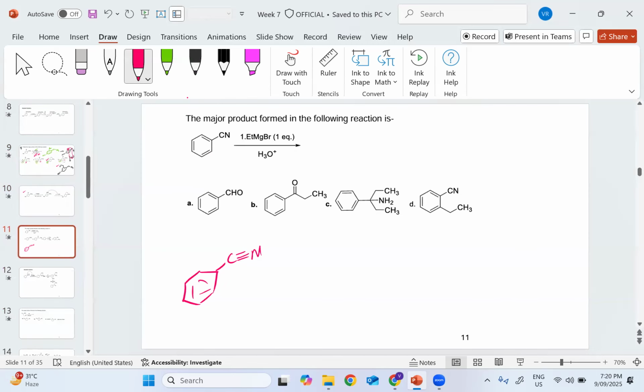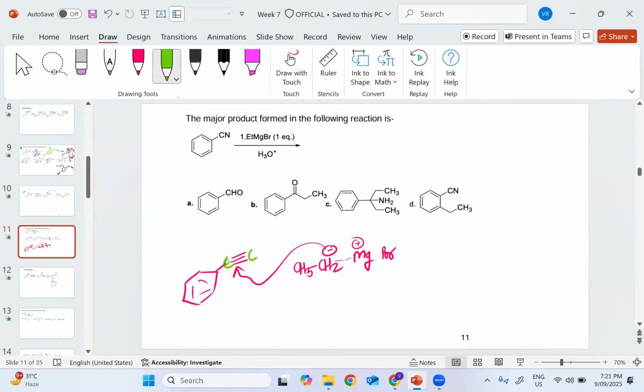So here we have the ethyl magnesium bromide, which is CH3CH2 negative, MgBr positive. So this is ethyl magnesium bromide. It attacks on the electrophilic carbon here. So here the nitrile, we have the C triple bond C, and there is a triple bond. So this triple bond, again we have the nitrogen.